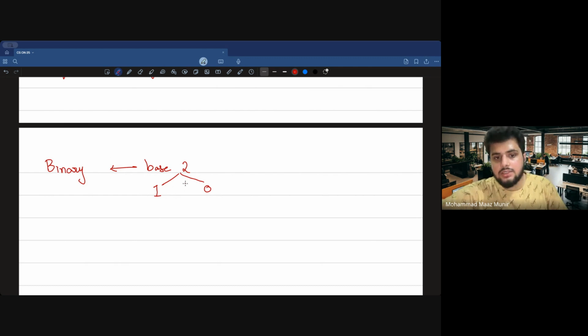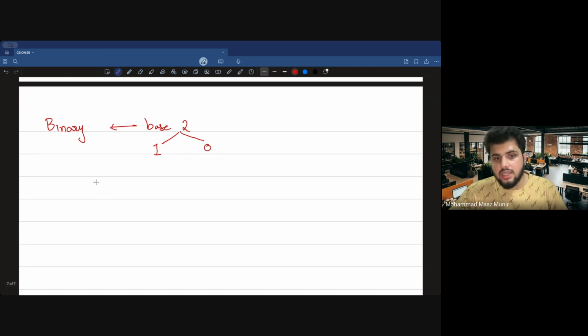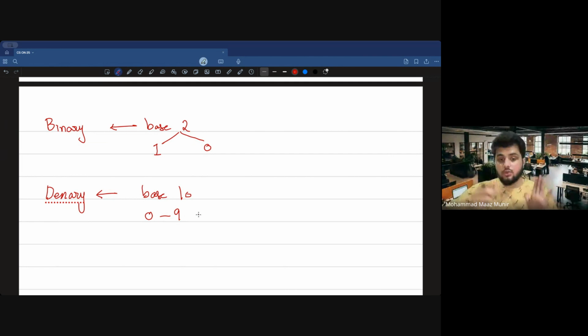At the start of the class, we mentioned the conventional numbering system, which is 0, 1, 2, 3, 4, 5, 6, 7, 8, 9. That is known as the Denary number system. The Denary number system is base 10. When I say base 10, I mean that I have 10 possible options, and those 10 options are 0 to 9. If you count from 0 to 9, we have 10 values.